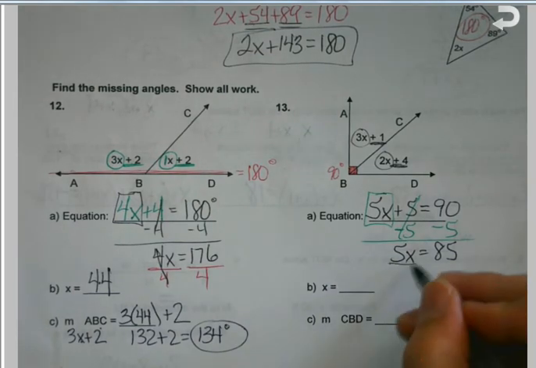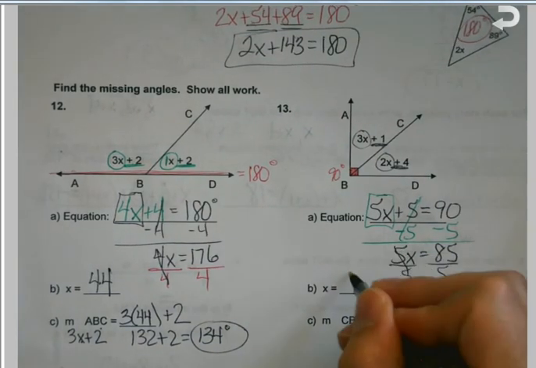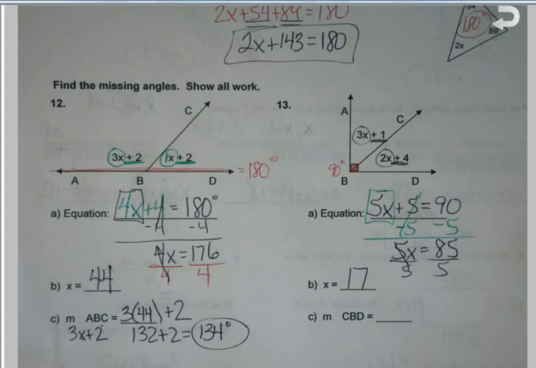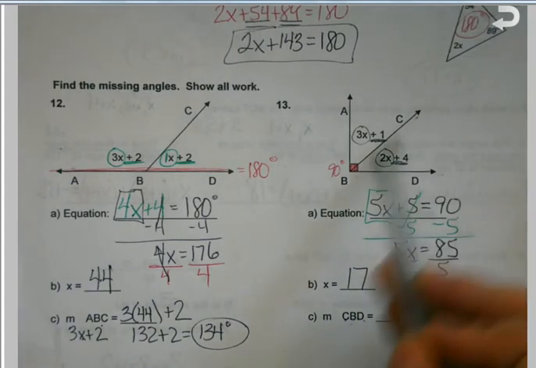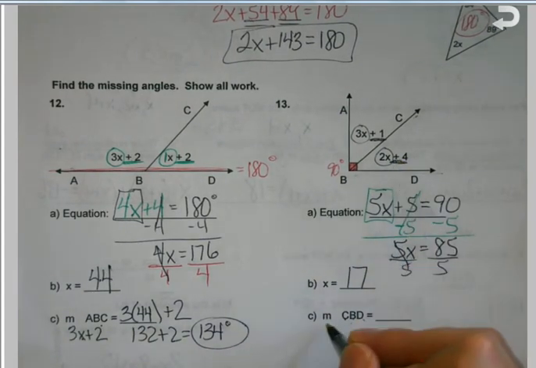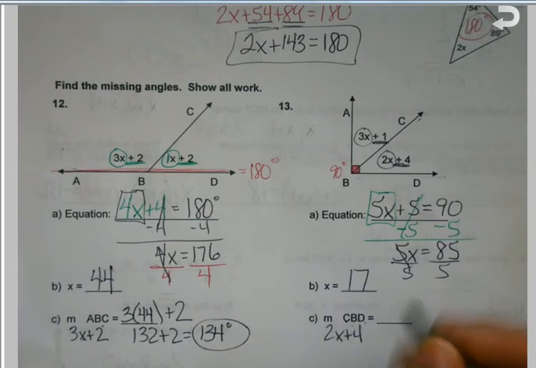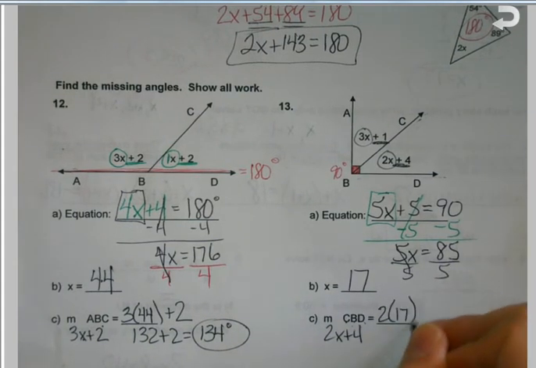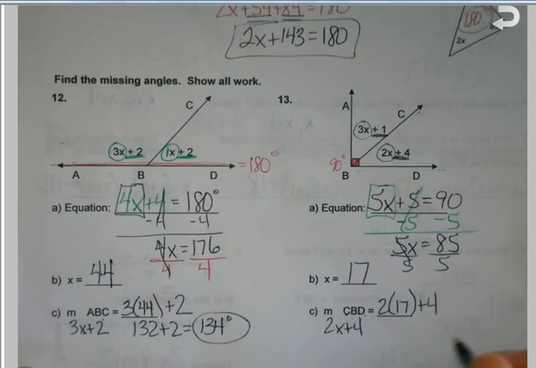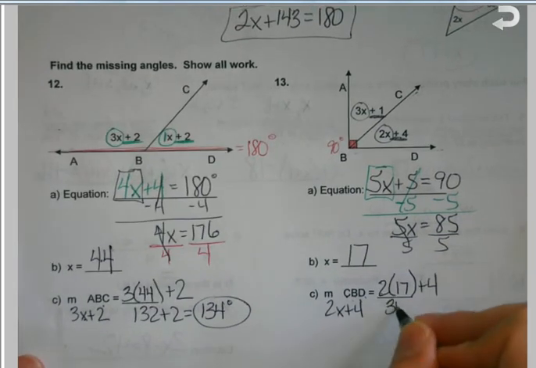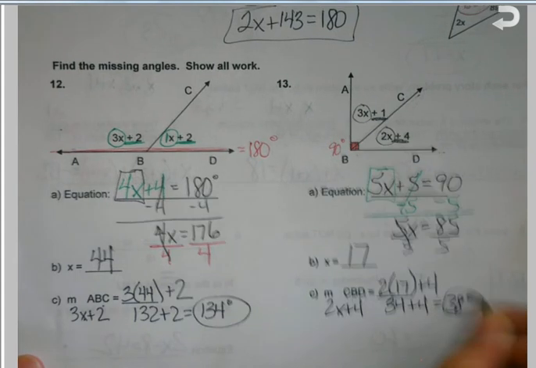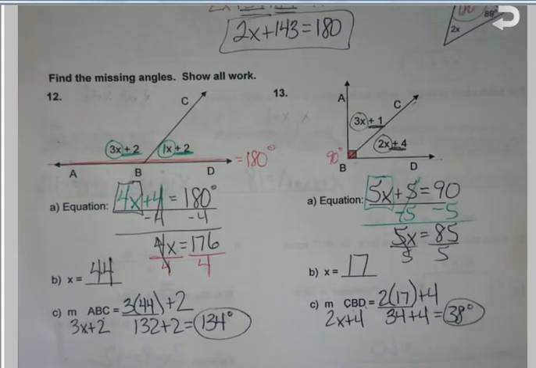And it always seems that last step is to divide. So we get that set. And then again, I've got to be careful. CBD. Okay, so this one. Okay, so this angle is this. So we've got 2x plus 4. But I know what x is. It's 17. So 2 times 17 is 34, plus 4 is 38. And I'm a happy camper.